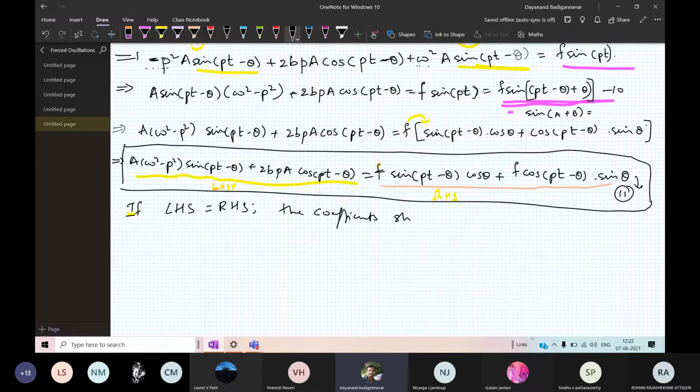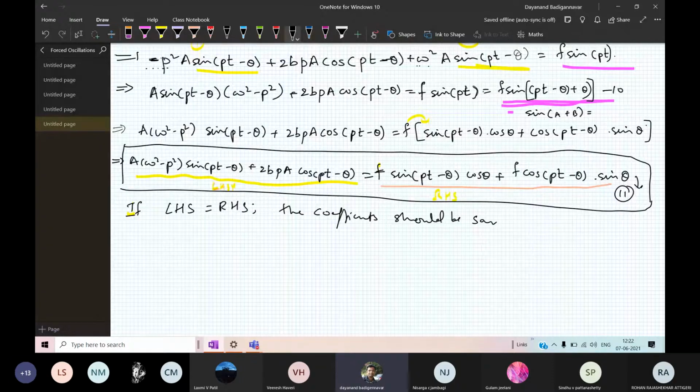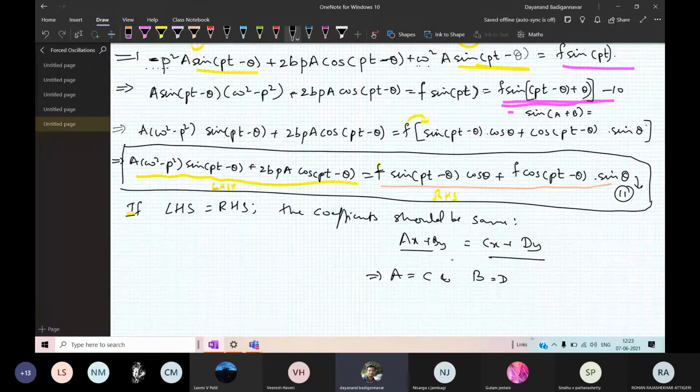What is that meaning? I have a term aX plus bY is equal to cX plus dY. That means if LHS is equal to RHS, that implies a is equal to c. Why? Because they are coefficients of X. And b is equal to d. Why? Because they are coefficients of Y. So this is the meaning of that. Likewise, here also we have to do the same analysis.